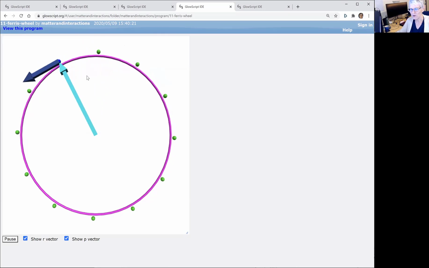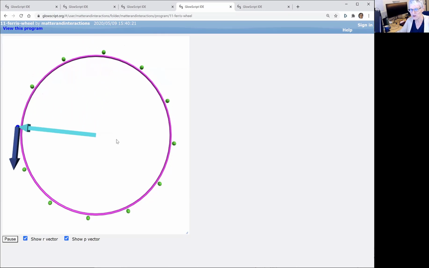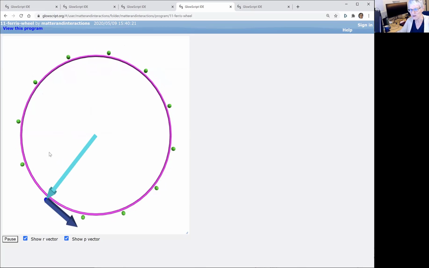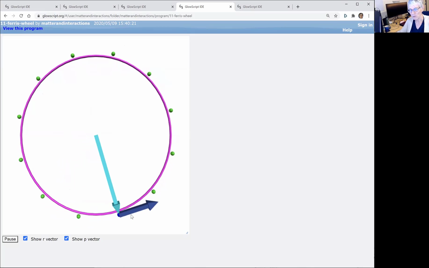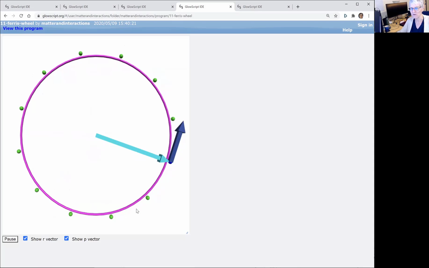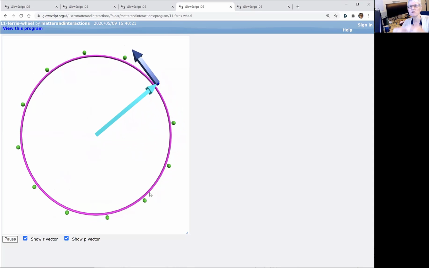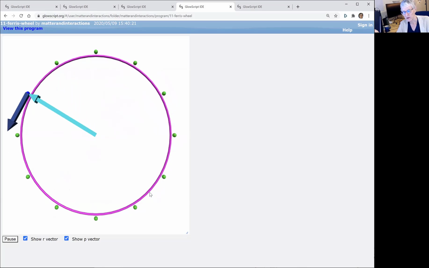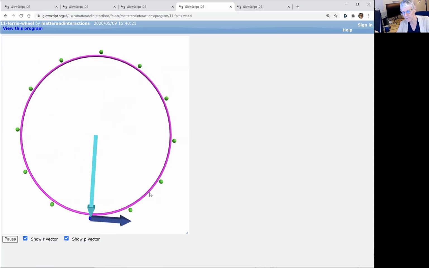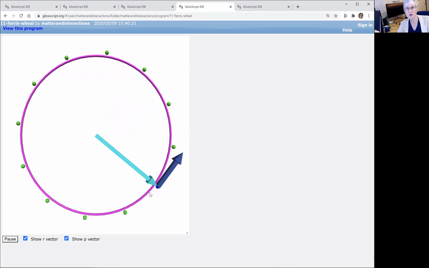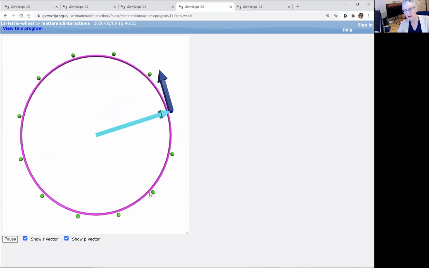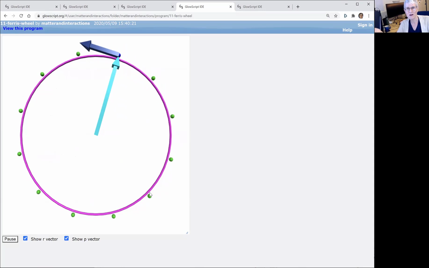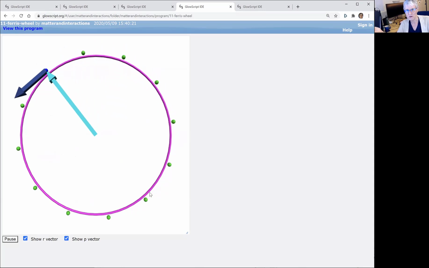And even though the position is changing, the r vector is changing, and the momentum, this p vector, is changing, there are some things about their relationship that aren't changing. In particular, in this example, the magnitude of r is constant, and the magnitude of p is constant, and the angle between them is also constant.